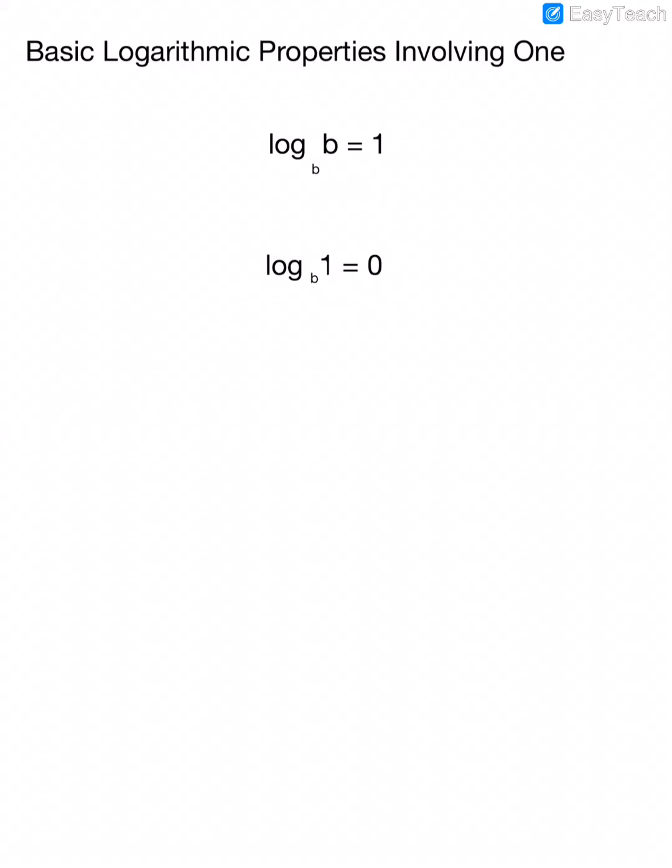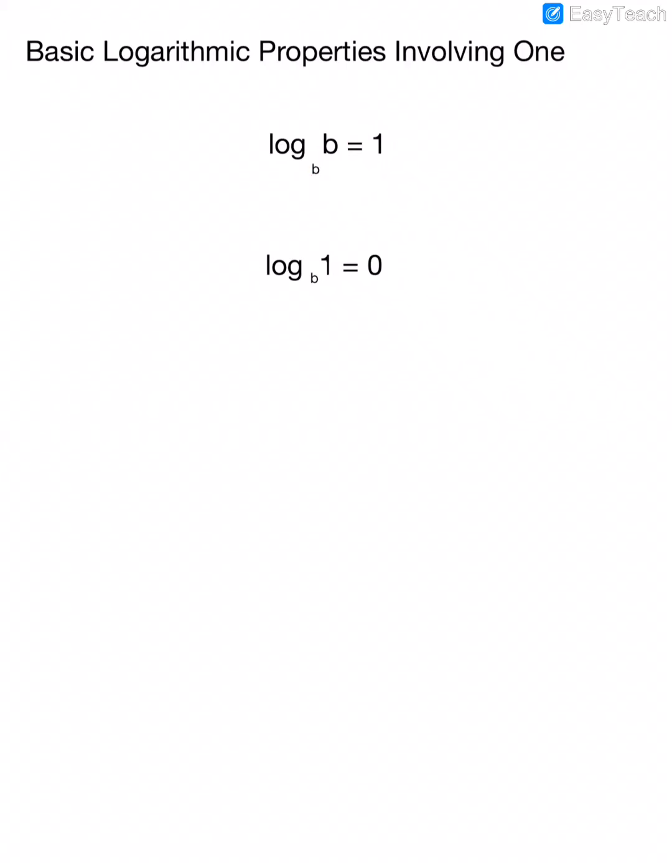Logarithms have several different properties. The basic logarithmic properties involving 1 is this: log base b of b equals 1. All right, well that makes sense because we know that anything raised to the 1 power is itself. So we can just use this property. If we see this, anytime that our base and our argument are the same, we know that it's going to equal 1 because anything raised to the 1 power equals itself.